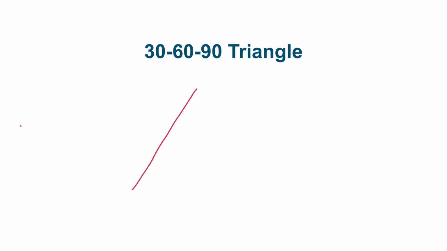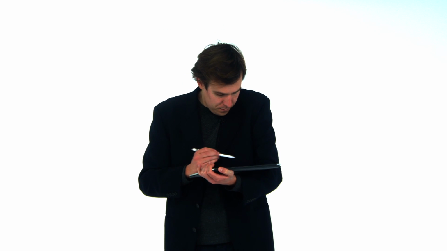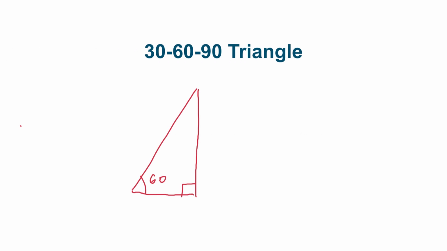The name is referring simply to the angles of this triangle. So one angle, of course, is 90 degrees. These are all going to have exactly one angle of 90 degrees because they're all right triangles. The 30-60-90 triangle, though, has the other angles as 30 and 60. So I'll say that this one is 60 degrees and this one is 30 degrees.